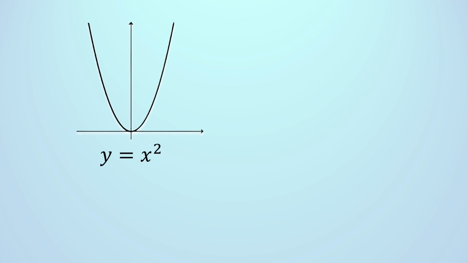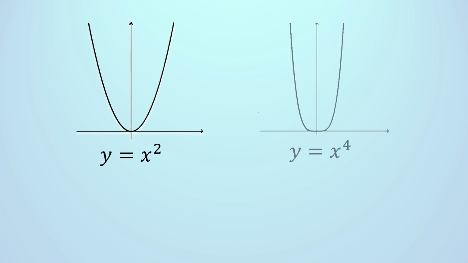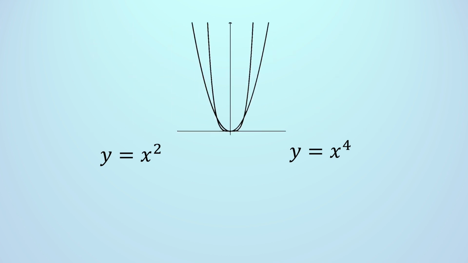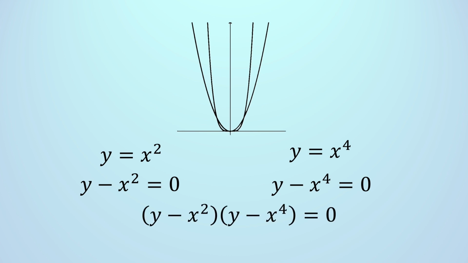We could have the graph of y equals x squared, and then separately the graph of y equals x to the power 4. And then if we want to combine both of those graphs into one super graph, well, all you've got to do is individually rearrange these two equations to make them equal to 0. And then these two things are now going to provide the factors for our big mega equation. We're going to have y minus x squared times y minus x to the power 4 set equal to 0.